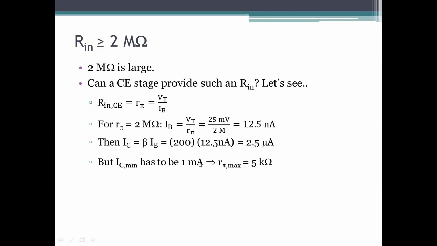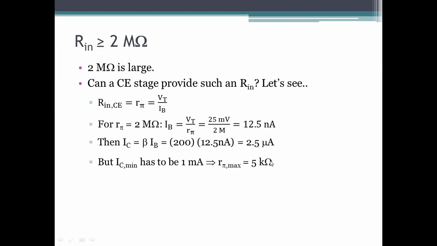Therefore, obviously, we cannot use a common emitter stage to get an input resistance of 2 mega ohms. Incidentally, a 1 milliamp collector current will give us an R pi of 5 kilo ohms. So you substitute this here. IC is 1 milliamp, so IB is 1 milliamp by beta. Substitute that back here and we'll get R pi equal to 5 kilo ohms.